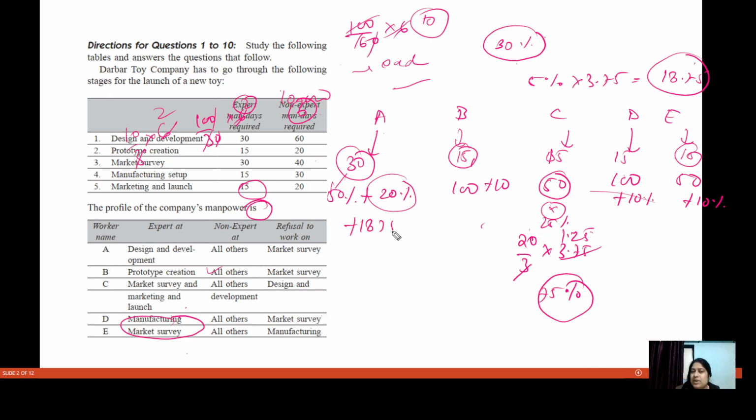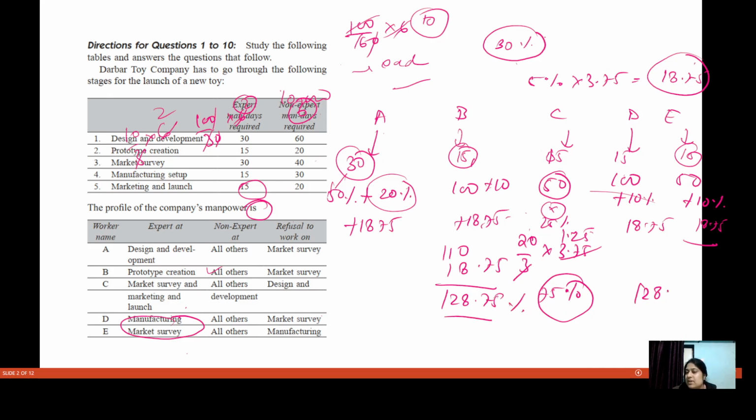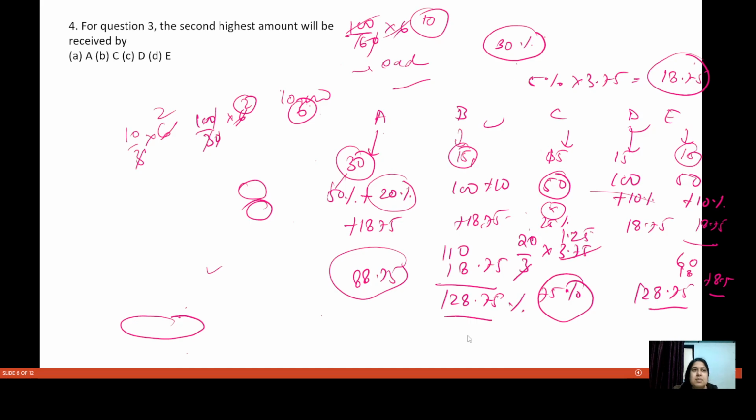So just add 18.75 here, 18.75 here, and 18.75 here. Now, if you add, you will get this 110 plus 18.75, so you get this as 128.75%. You will get 128.75% for this one also. This we don't need to worry about because this is 78.75%, and this will become 88.75%. So we come to know that B and D are doing the maximum amount of the work.